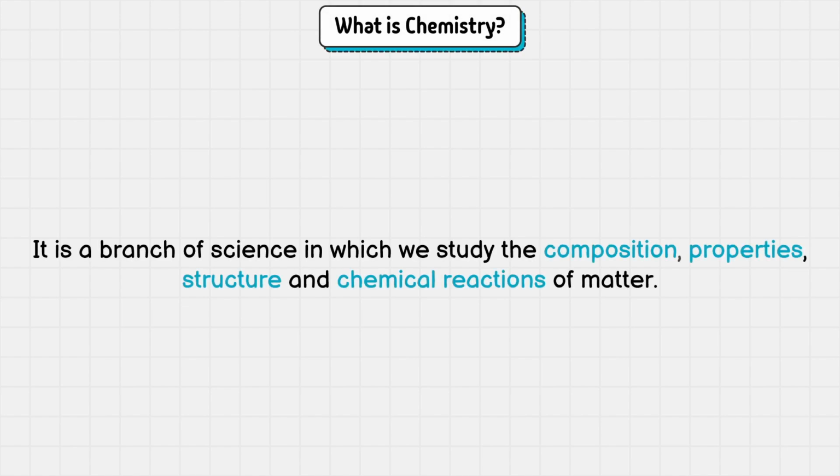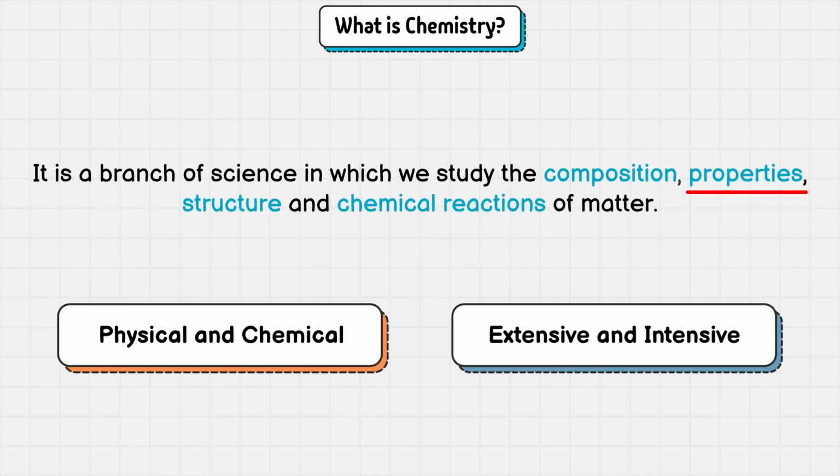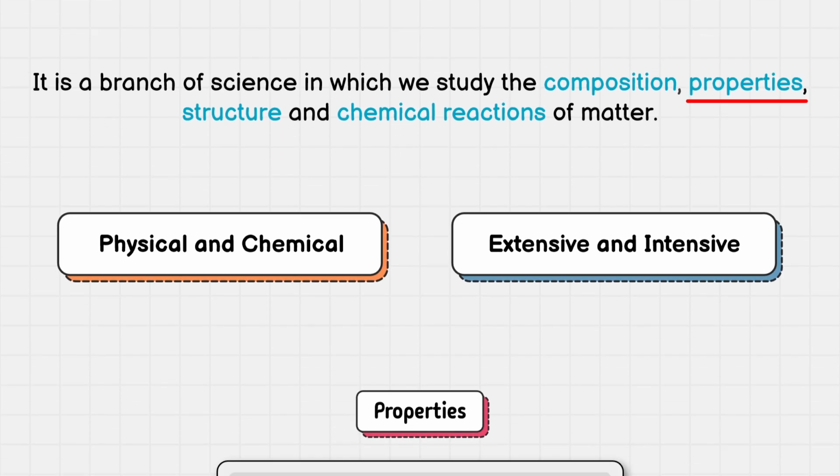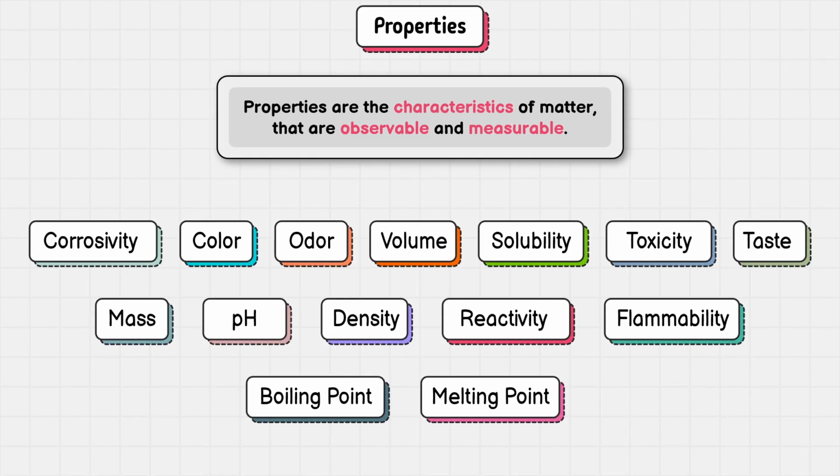In our first video, the video where we talked about chemistry, we also briefly discussed the concept of properties. And in this video, we will be discussing the four major types of these properties: physical and chemical properties, along with extensive and intensive properties. But before we jump in, let's quickly revise the definition of properties.